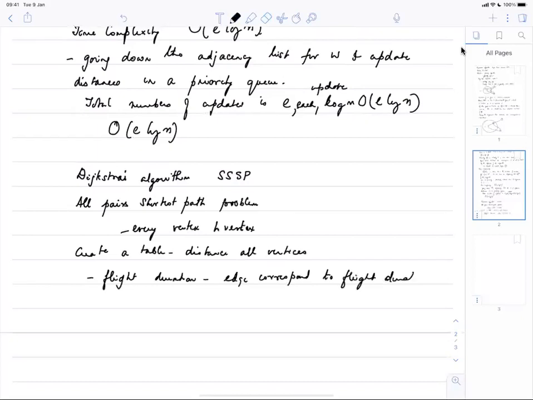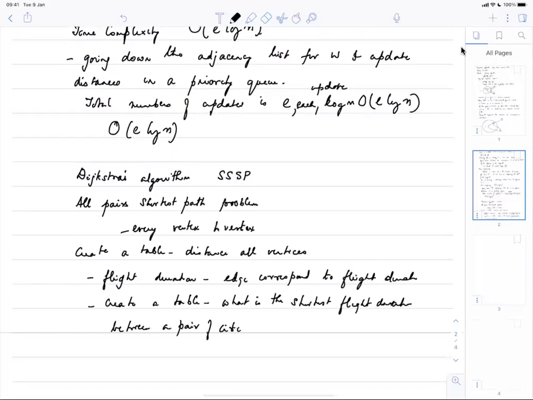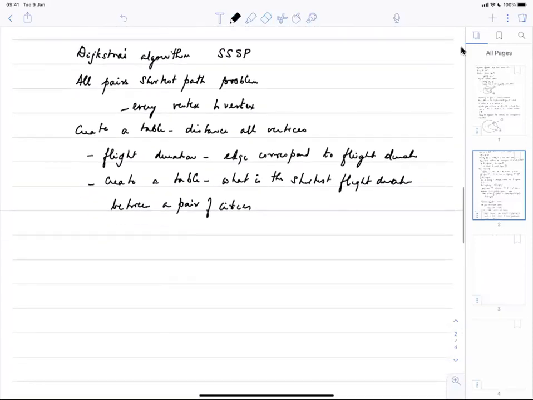We may want to create a table which tells you what is the shortest flight duration possible between a pair of cities. Something like Cleartrip or MakeMyTrip actually does this today. And this problem is called the all pairs shortest path problem, APSP, as opposed to SSSP.